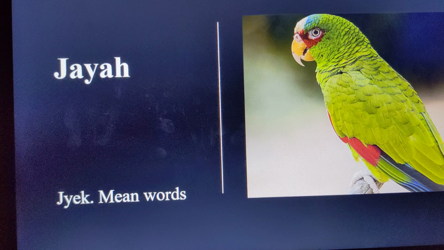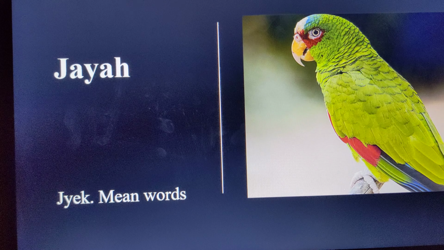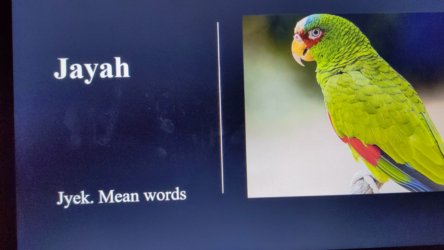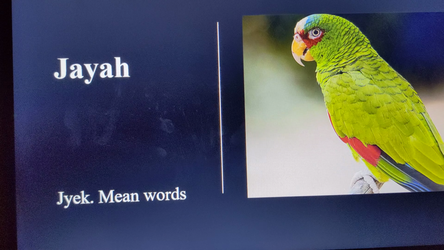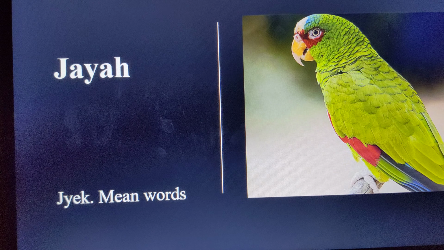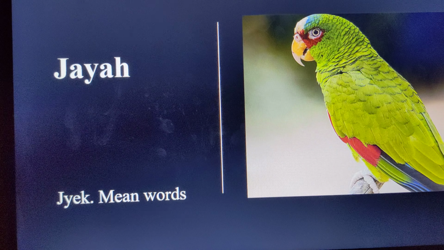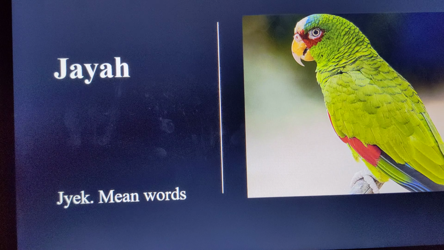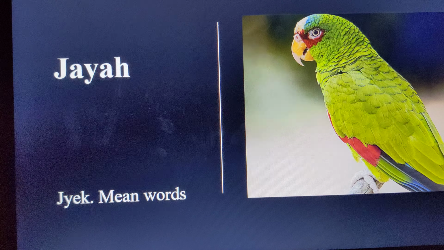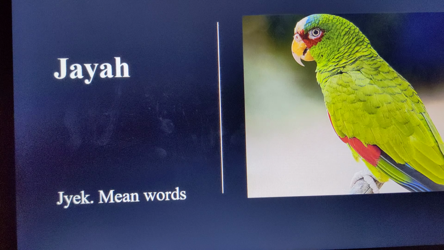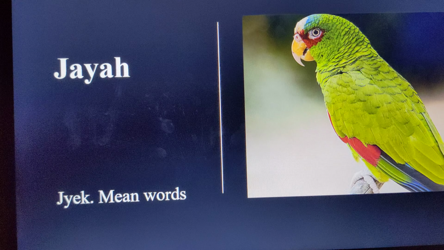Jaya. Jaya in Maban means to talk, to speak, to sit down with your friends, with your buddies, on the branches, on the twigs, and talk and have conversations about life, about things. So talk about weather, things that matter to us or to them, to birds.